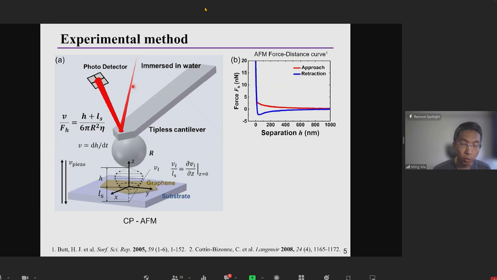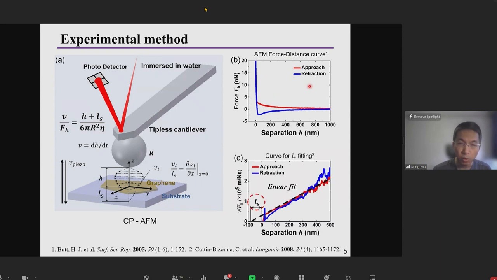So we approach the sphere to the surface and then retract, and we record the force and the velocity, and then we can get figure B. In figure B, the y-axis is the force exerted on the tip, and the x-axis is the separation between the microsphere and the surface. This can be calculated by integrating the velocity. These are the raw data.